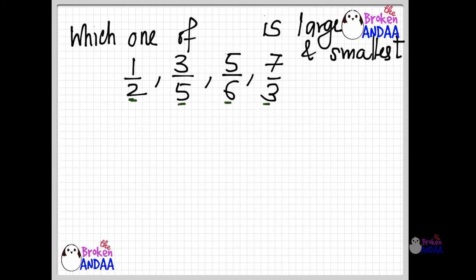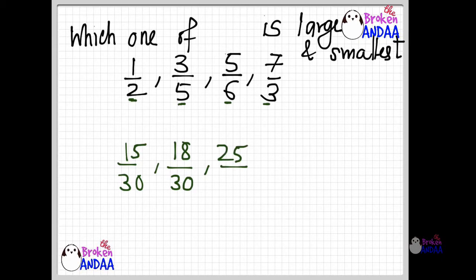So we will write each number as its equivalent fraction with denominator 30, as 15 by 30, right? Because we will multiply numerator and denominator both by 15. For 3 by 5 we will multiply both numbers by 6, so it will be 18 by 30. For 5 by 6 we multiply by 5, so it is 25 by 30. And 7 by 3 can be written as 70 by 30.